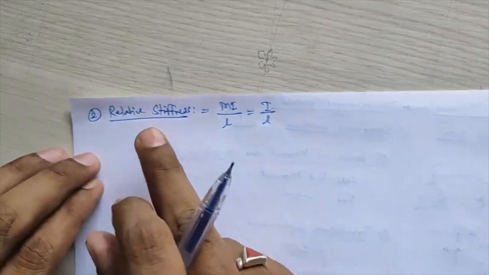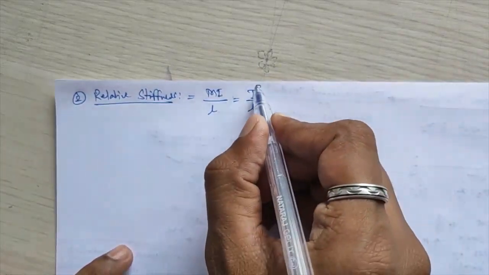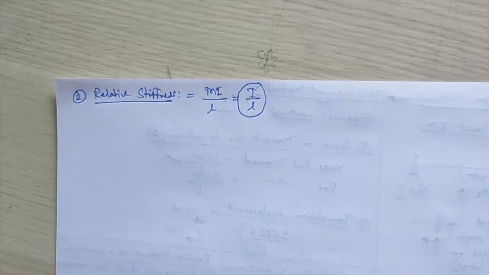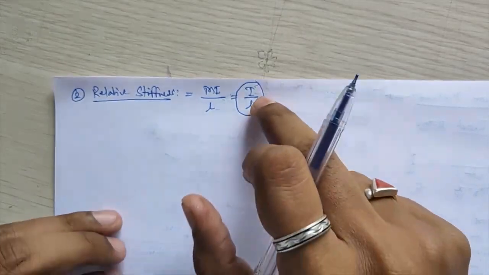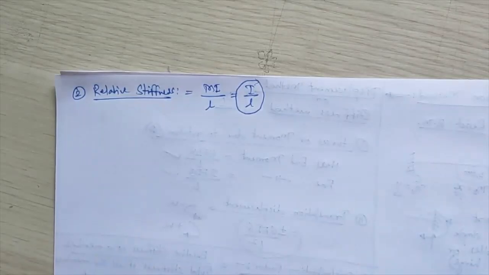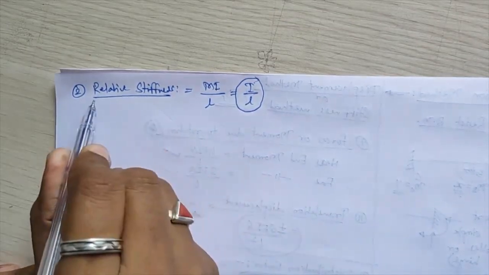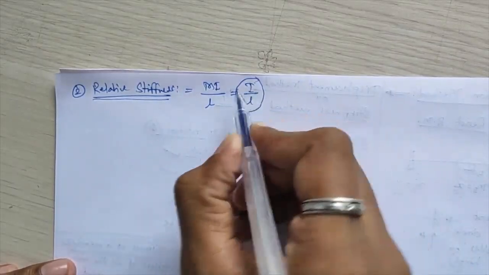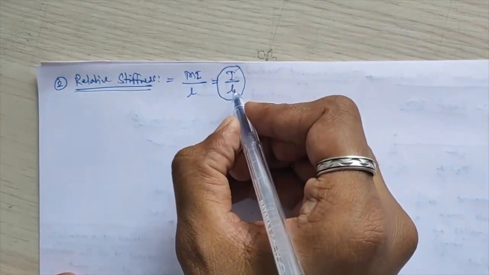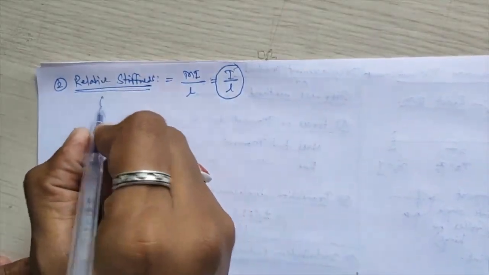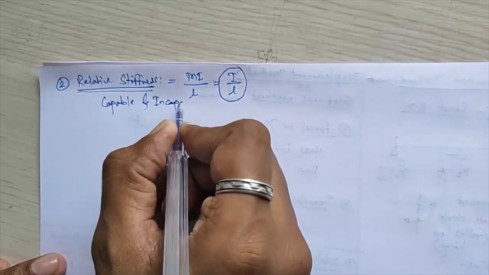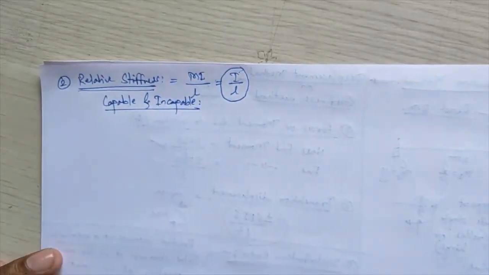So relative stiffness is equal to I by L, but this is the case only for non-sway frames and beams. For sway frames, this changes, the relative stiffness value gets changed. That we'll see further when we start with the sway frame topic. But initially you have to remember that relative stiffness is equal to the ratio of moment of inertia to the length. Now this I by L value varies depending on your support type, that means capable support and incapable support.